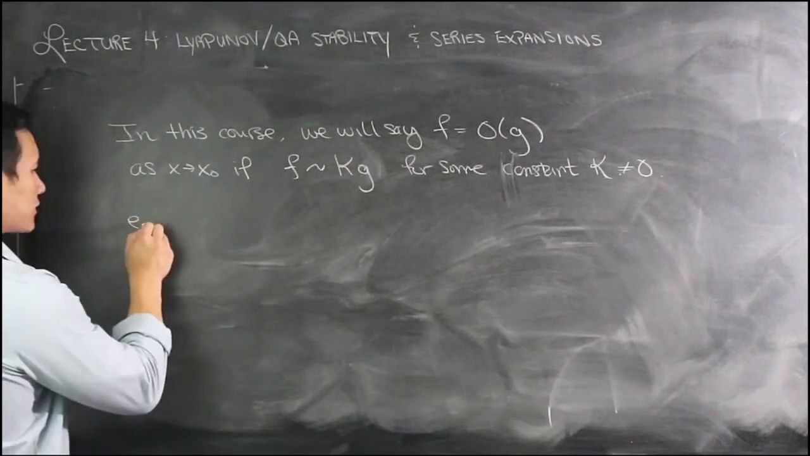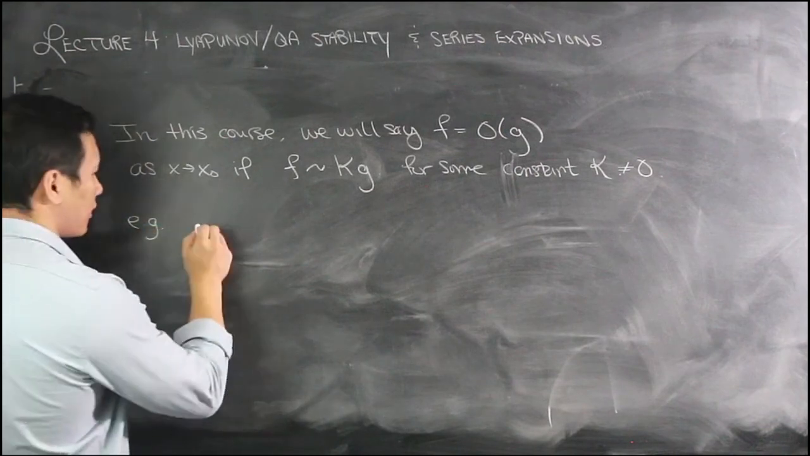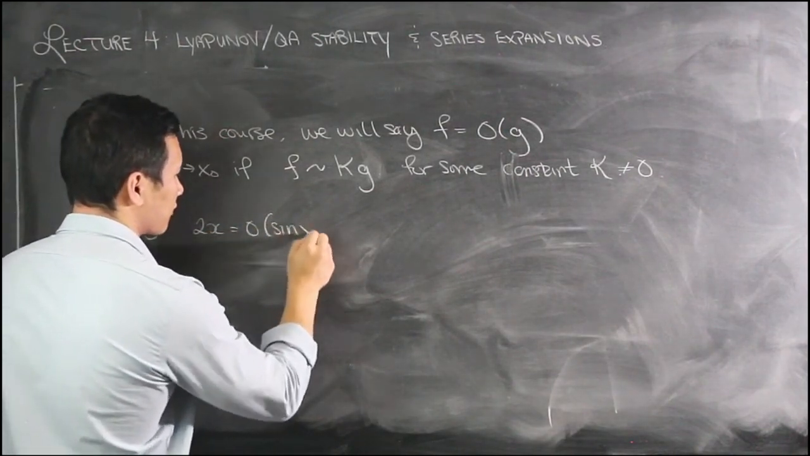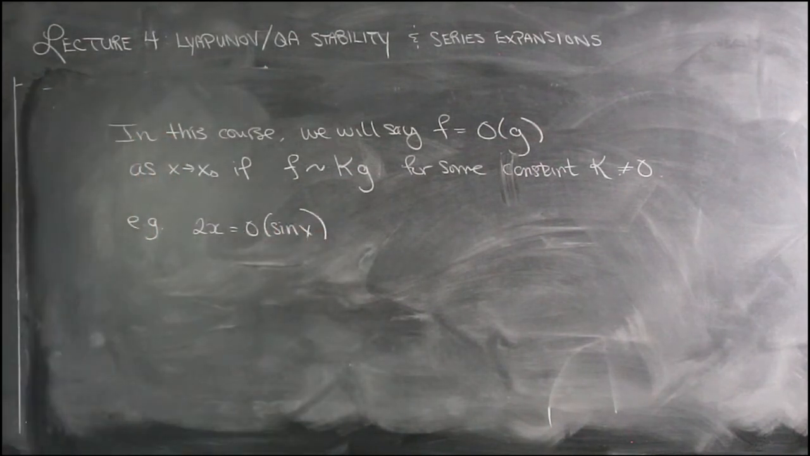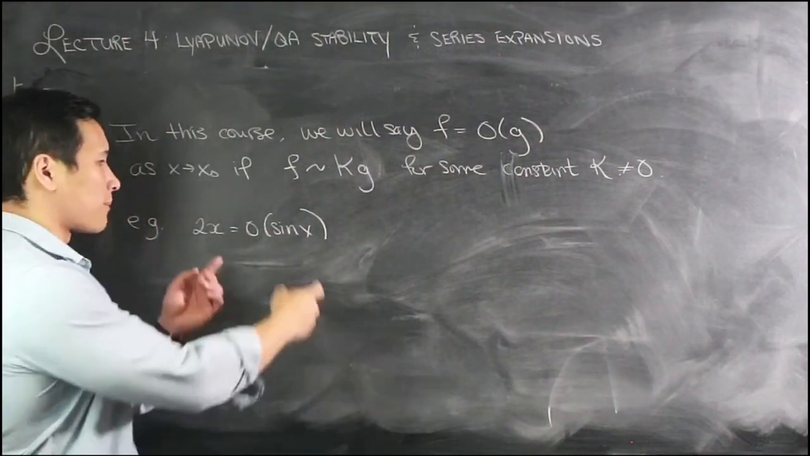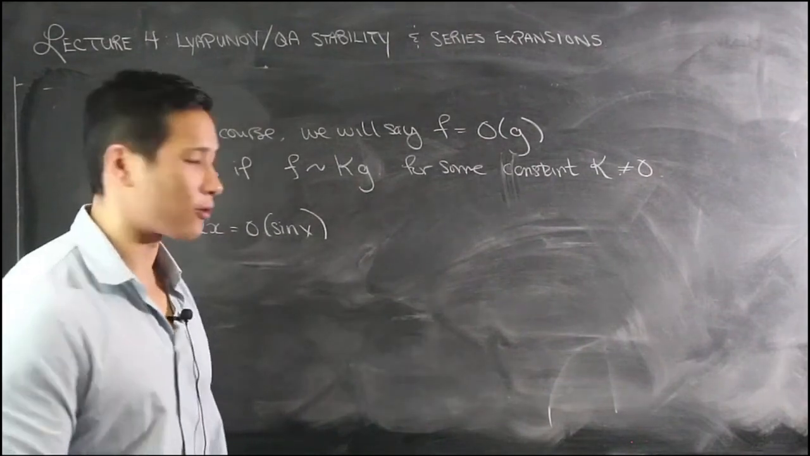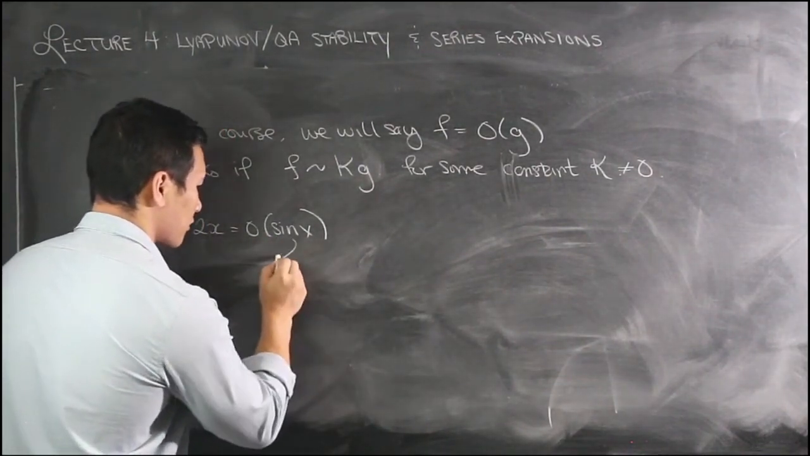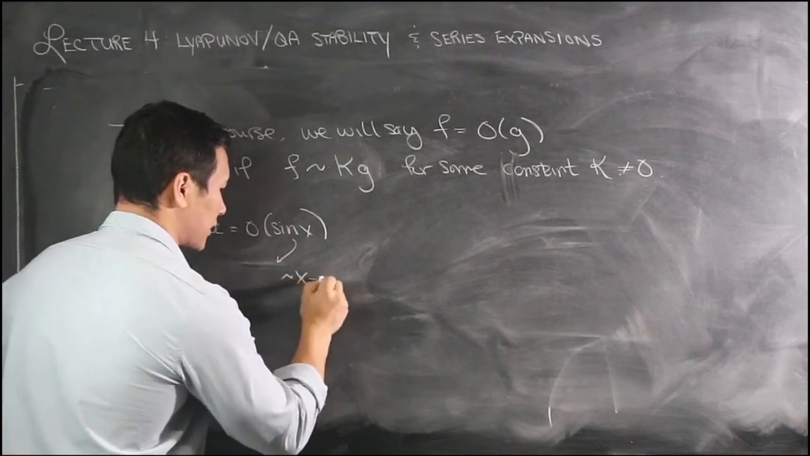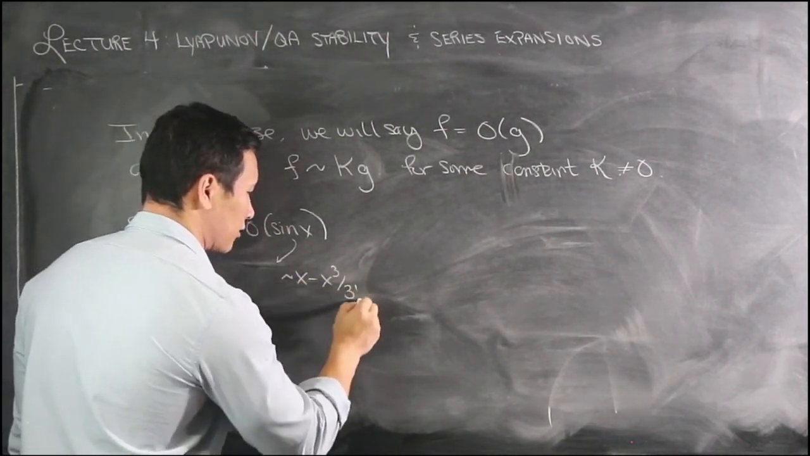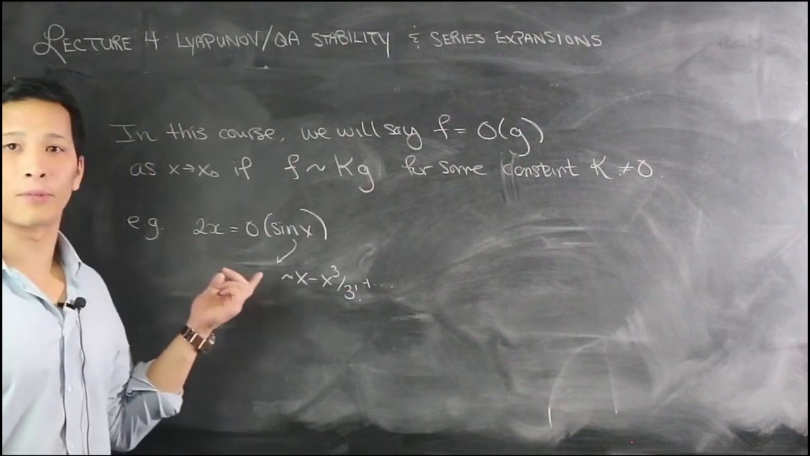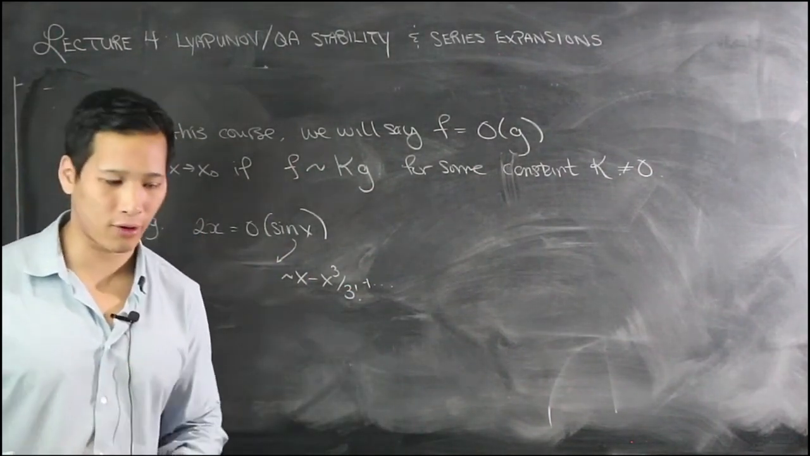Okay, so for instance, 2x is on the order of sine x. Okay, because you're comparing essentially leading order powers. In this case, the leading order power, this thing here, is tilde x minus x cubed over 3 factorial. And this definition is insensitive to the leading number in there. You're just comparing the leading power.